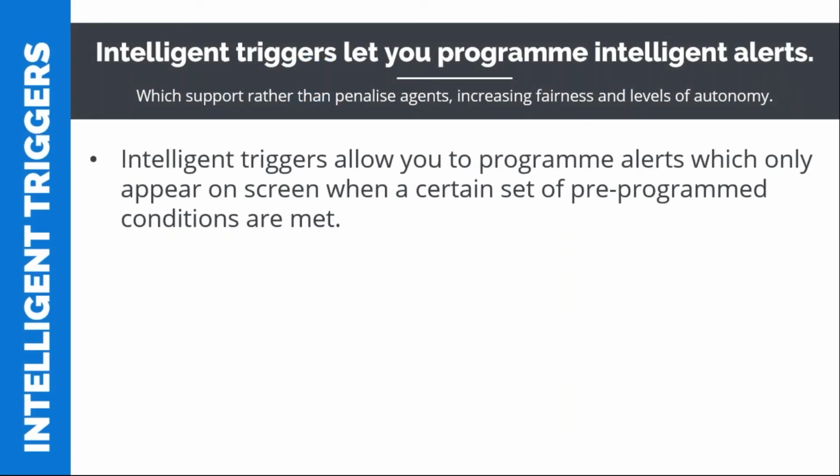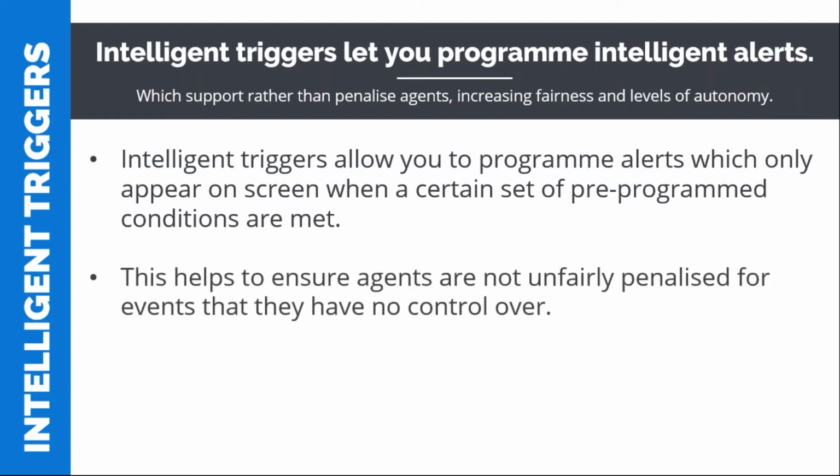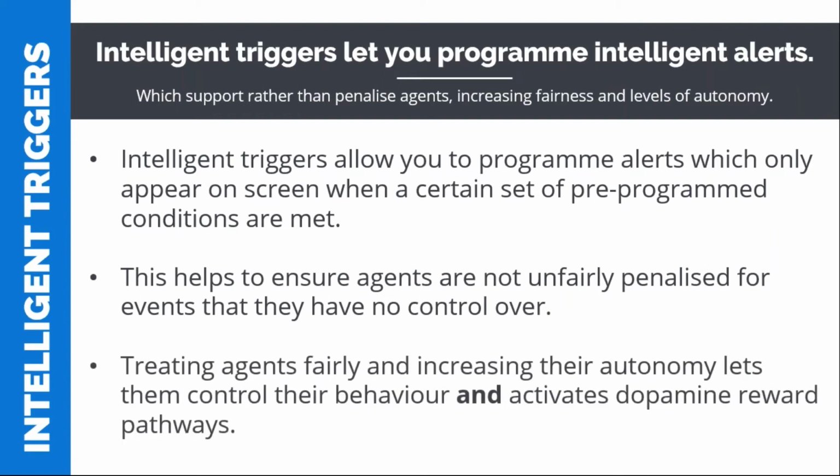So intelligent triggers are triggers that allow you to program alerts which appear only when a certain set of predetermined conditions are met. This is going to allow you to make sure that your agents aren't being unfairly treated, shouted at, penalized, whatever it might be. And this is going to let them have autonomy, certainty, without the status being demeaned.